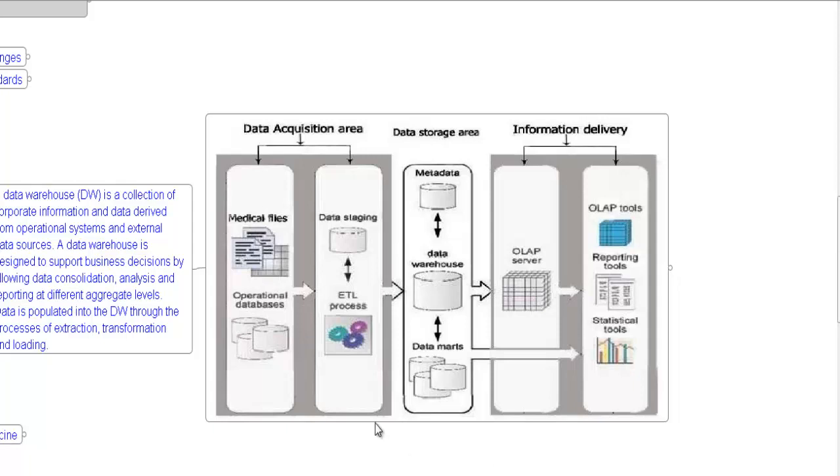This image shows how data is transferred to the data warehouse using ETL. ETL stands for extraction, transformation, and loading. And this is OLAP, which stands for online analytical processing. Here is how an OLAP tool is used to generate reports and statistics. Reports are being generated using OLAP tools, also known as data mining tools.